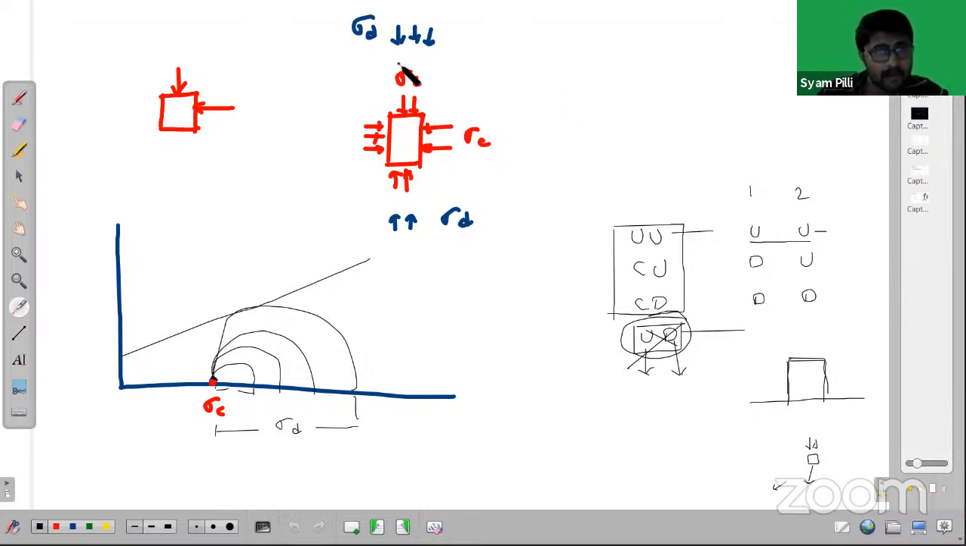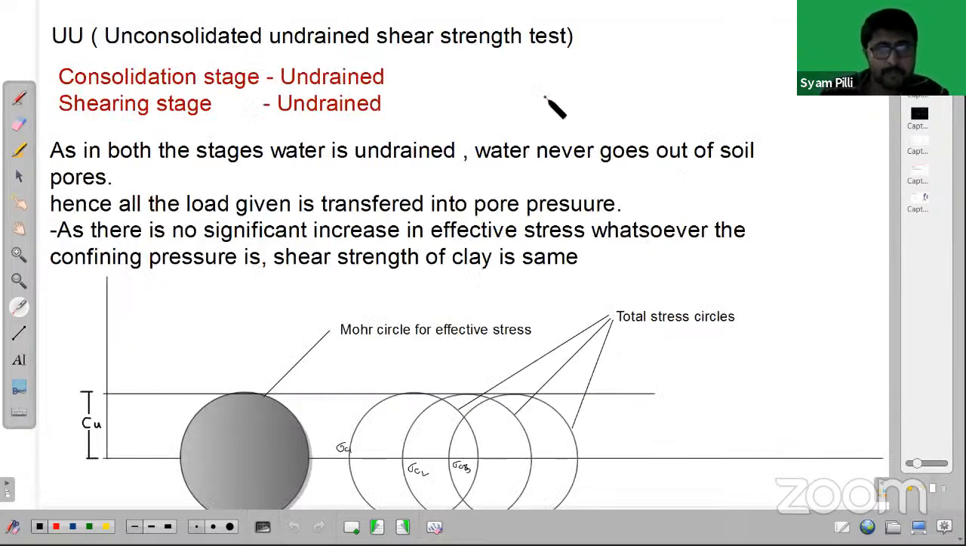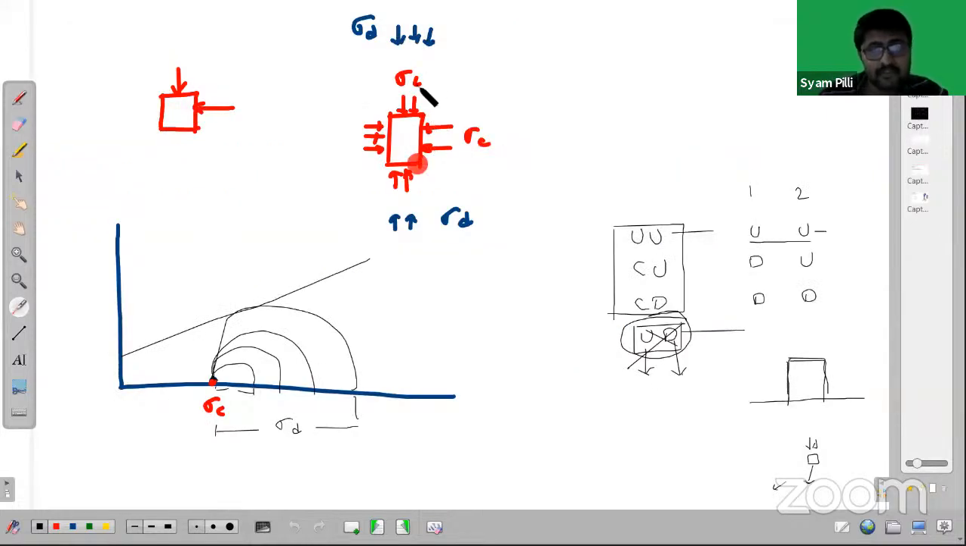So here the point is that in both stages the water is not going out. So whatever the load that you are giving, even in the first stage which is sigma C, and in the second stage where you are giving sigma D, all the stresses are converted into pore water pressure. That is what we said, right? Whatever load you give will initially be pore water pressure. When you allow the water to go out, pore water pressure keeps decreasing and effective stress keeps increasing. But here the pore water is not going out, so whatever load we are giving remains as pore water pressure. So the effective stress is not changing, right? So the strength also will not change.